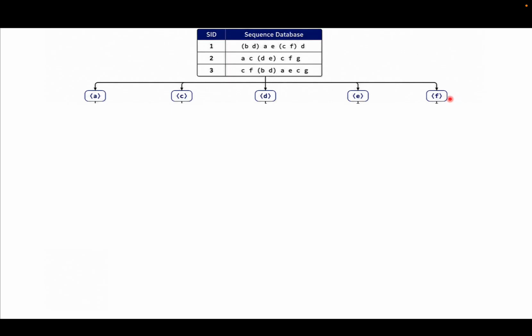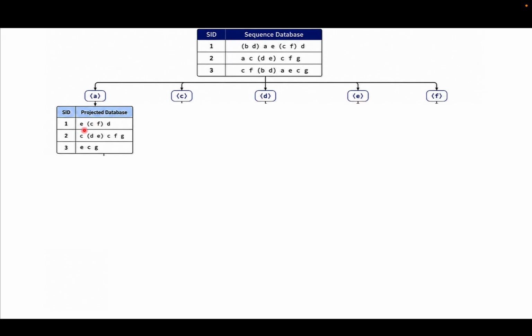I'm going to use the PrefixSpan algorithm. We start with identifying length 1 sequences that meet the support of 3. We get A, C, D, E, and F. Next, I'm going to find the projected database for each prefix. In other words, given A is a prefix, what is the subsequence suffix for this prefix?